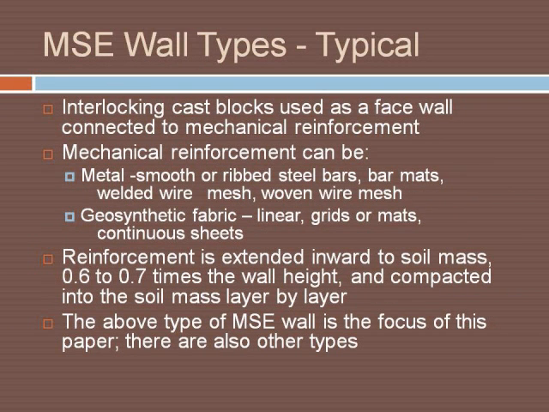A typical MSE wall has interlocking cast blocks. There's a face wall connected to mechanical reinforcement, which can be metal or geosynthetic fabric. Typically, a reinforcement is extended 60 to 70% of the wall height into the compacted soil layer. There are also some other types of MSE walls which we'll discuss.